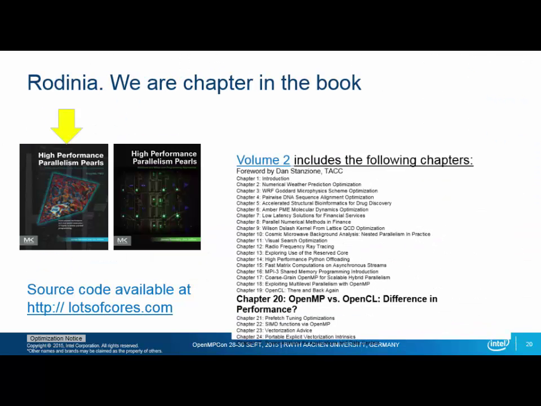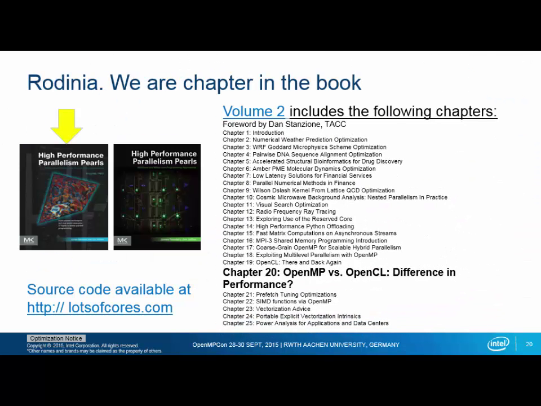If you need more details about this work on the Rodinia suite, it is in the James Reinders book, chapter 20. The source code is available on the website. And we also contributed our changes to the Rodinia owners, and they promised to include them in the new release.